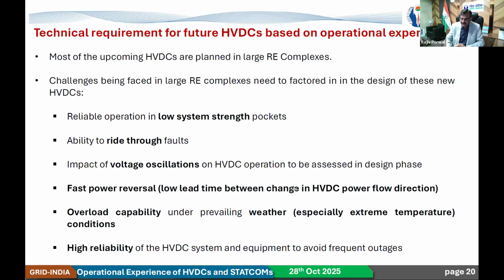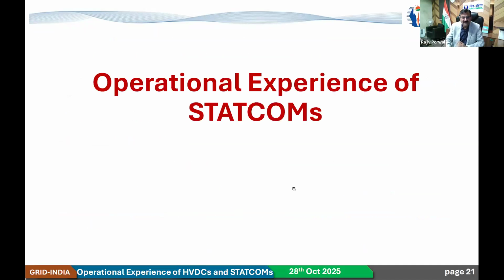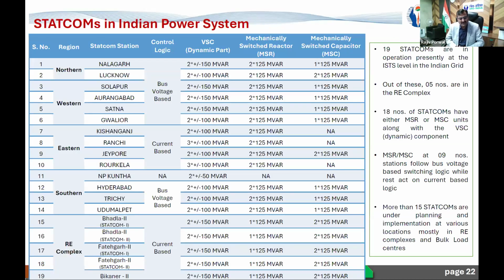So high reliability of these HVDC systems is required. Coming to operational experience of STATCOM, we have already said around 19 or 20 STATCOMs are there in the system. Some of the STATCOMs are sited with MSR as well as MSC in the system. These MSR and MSC are there so that we can have a slightly wider range in our dynamic support.